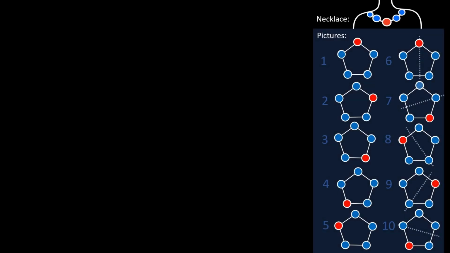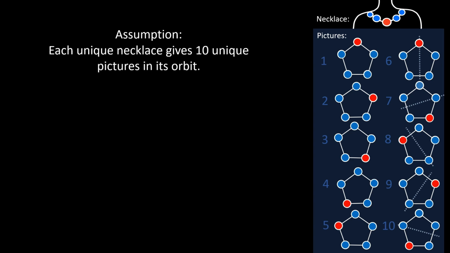We now have enough tools to start solving our problem. Our goal is to find the number of unique necklaces. We will do this by trying to count the number of pictures all the orbits of these unique necklaces produce. We first suppose that each unique necklace produces 10 unique pictures in its orbit. Since we know that the total amount of unique pictures is n to the 5, we would have that 10 times the number of unique necklaces is n to the 5.